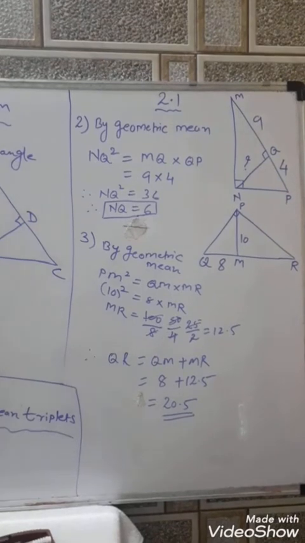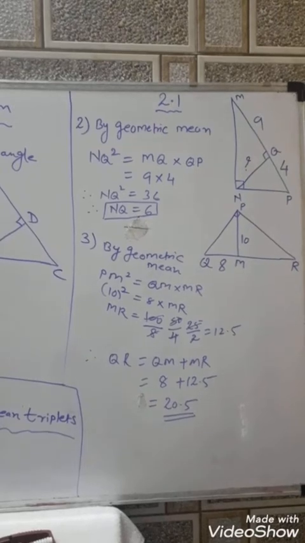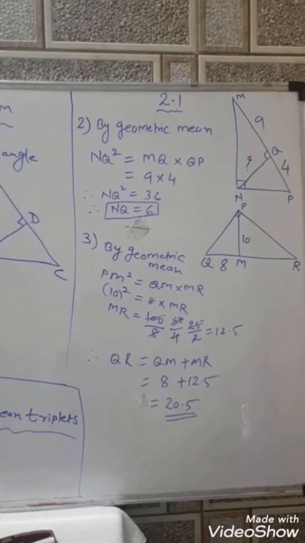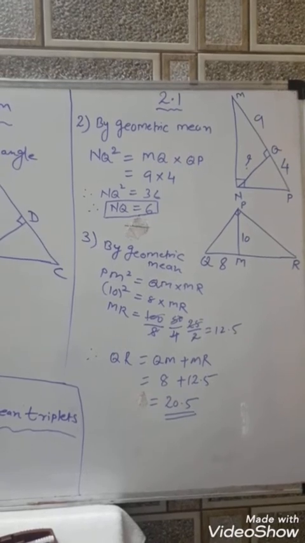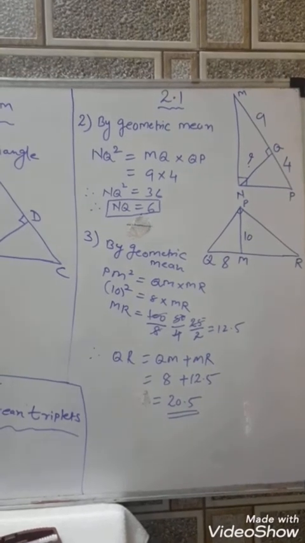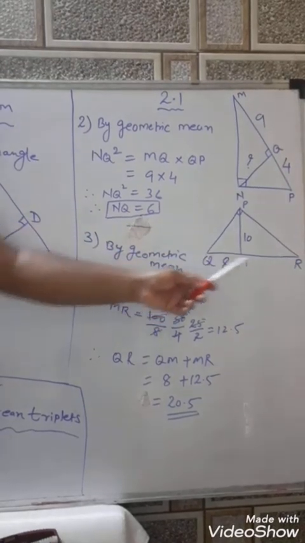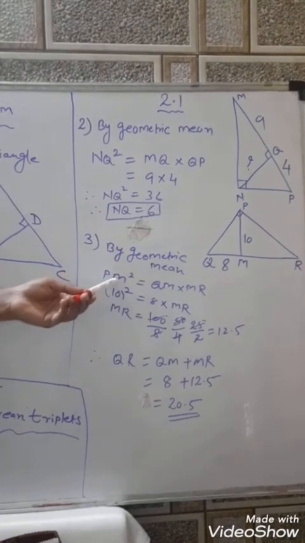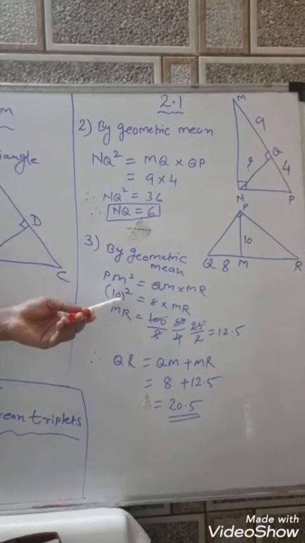Now the third one. In the third one, angle QPR is given as 90 and PM is perpendicular to QR. So it means M is on QR. PM is given as 10 and QM is given as 8. Find QR. So again PM, this ray, divides the line in two parts. Again we use the geometric mean, where PM square equals QM into MR. PM square, that is 10 square.